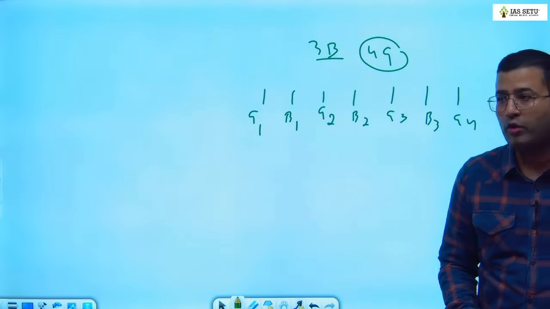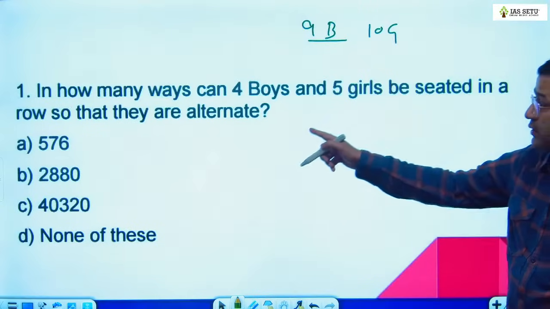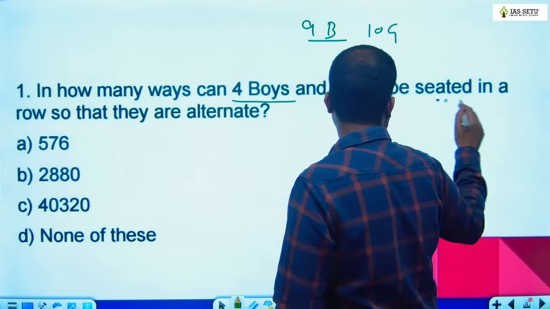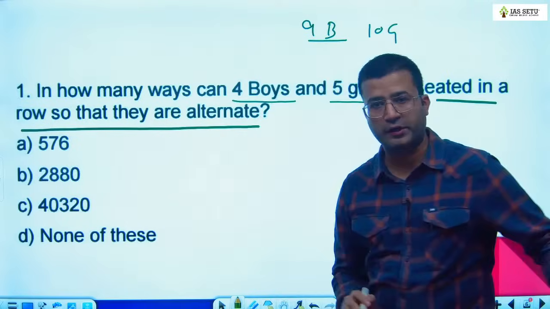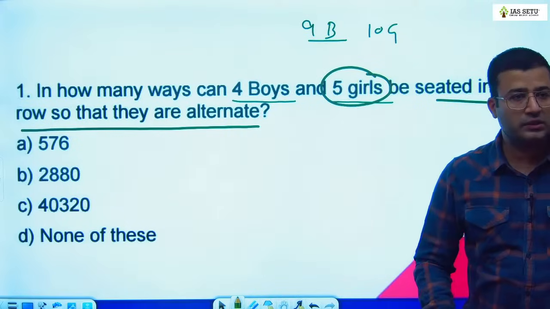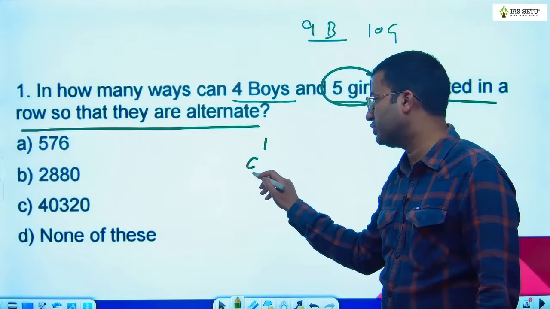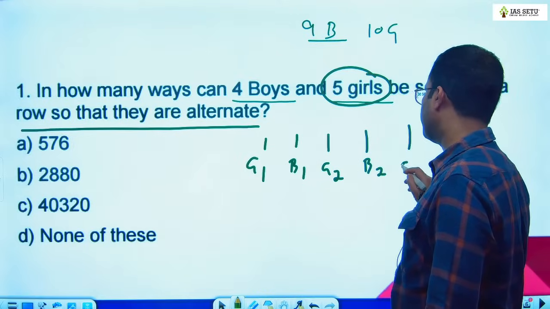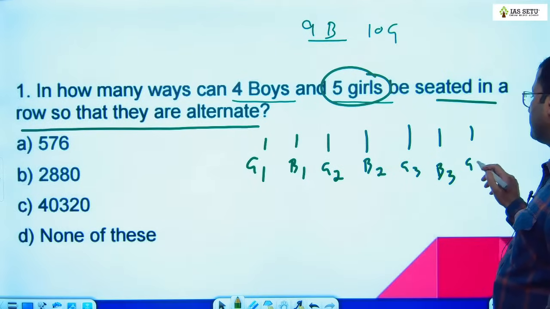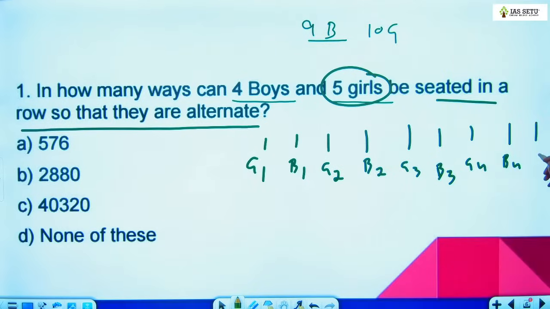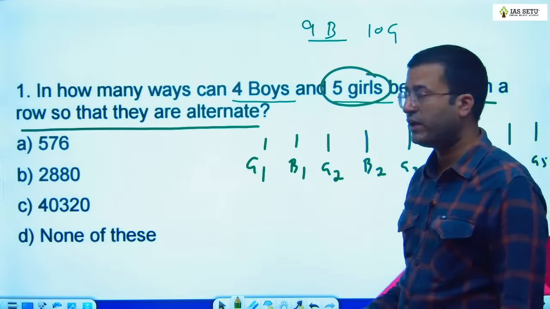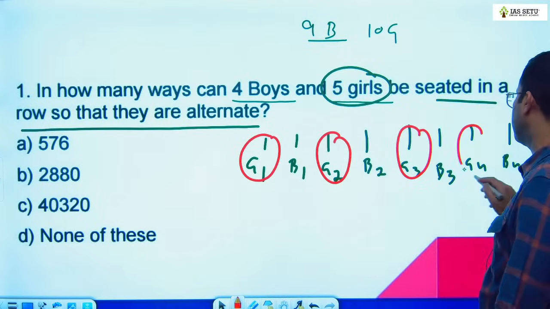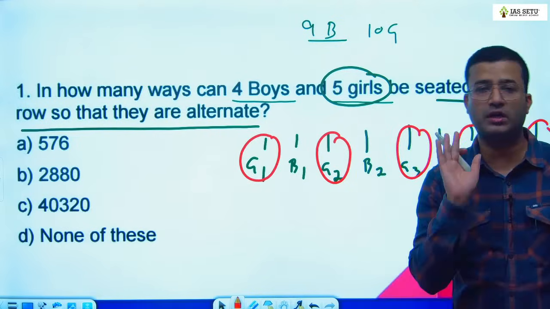You will get. Fine. So now here, in how many ways can 4 boys and 5 girls be seated in a row so that they are alternate? So these are girls, so you start with the girls. Here at this position it is G1, it is B1, this is G2, B2, this is G3, B3, this is G4, this is B4, and this is G5. Fine. So now here, these 5 positions have been fixed for the girls.